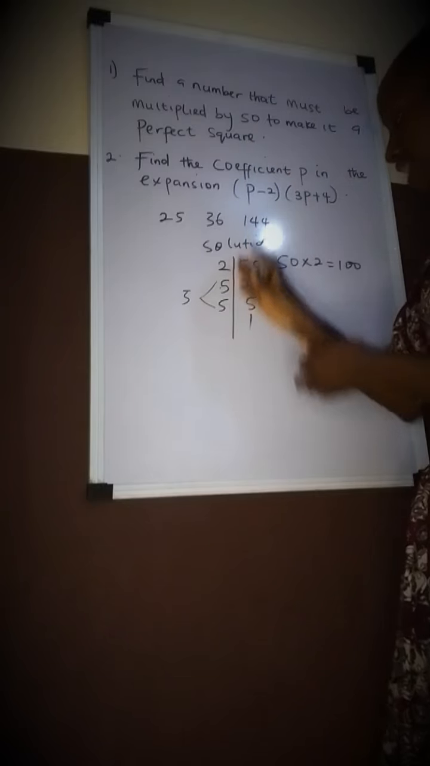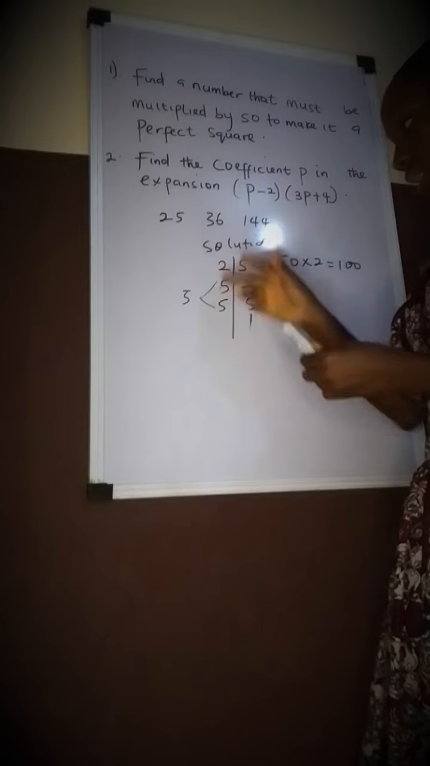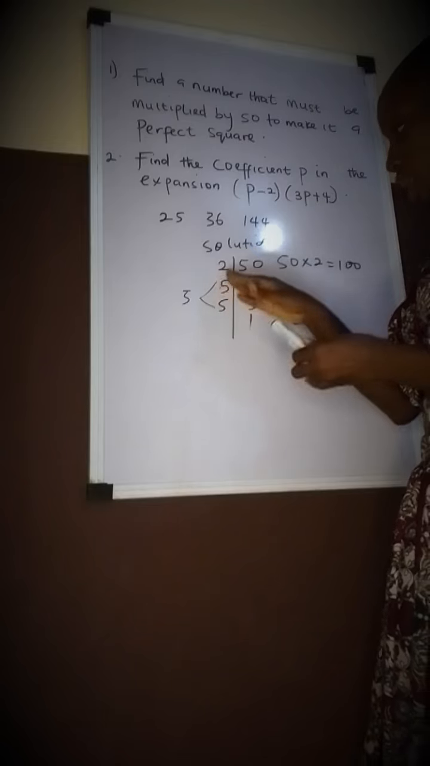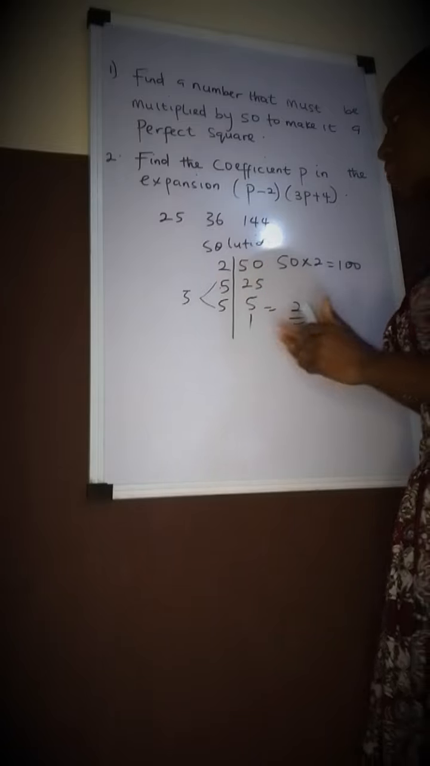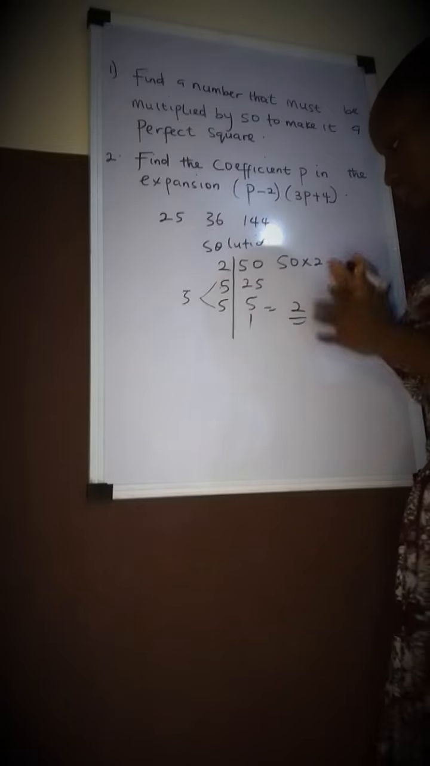So when finding the square root, the odd number after pairing, that number that comes out or stands alone, is the number that you multiply by 50 to give you a perfect square.